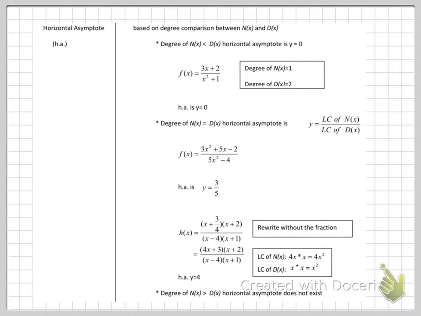Okay, moving on to horizontal asymptotes. I'm going to make horizontal asymptotes blue today. HA for horizontal asymptote. Horizontal asymptote is based on the degree comparison between the n of x and the d of x. Remember, n of x is the numerator, d of x is the denominator. So we have 3 possibilities. The degree of the numerator could be less than the degree of the denominator. If that's the case, we already know the answer is y equals 0.